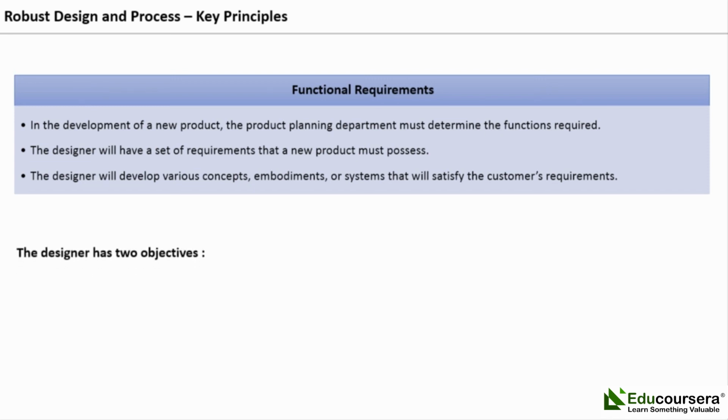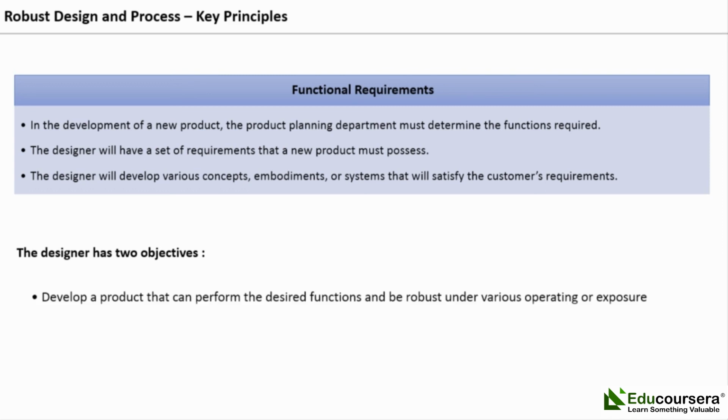The designer has two objectives: develop a product that can perform the desired functions and be robust under various operating or exposure conditions. Have the product manufactured at the lowest possible cost. After selection of the new system, the nominal values and tolerance parameters of the new system must be determined. The optimal solution to the new system is called the optimal condition or optimal design.